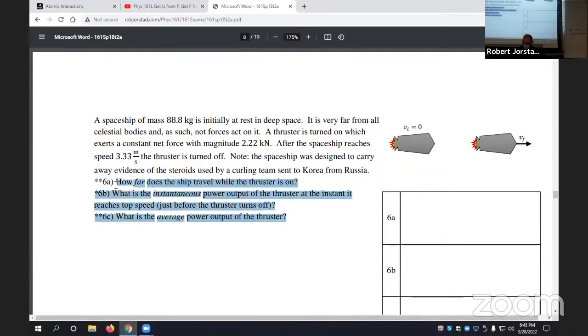Power. Here's one that has power output, right? This is great. Look at this: spaceship was carrying evidence of steroids by the curling team sent to Korea. You guys remember that scandal a couple years ago? The Korean curling team was doping. Or the HGH, Russian, whatever. Anyways, it's kind of funny.